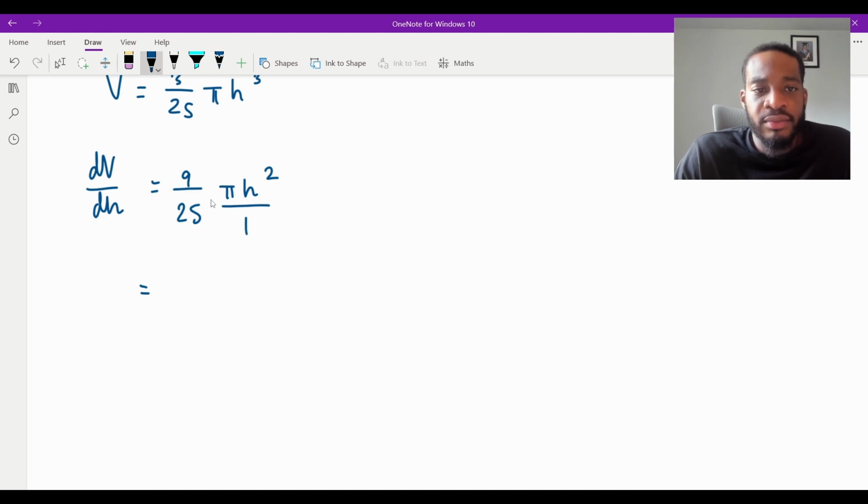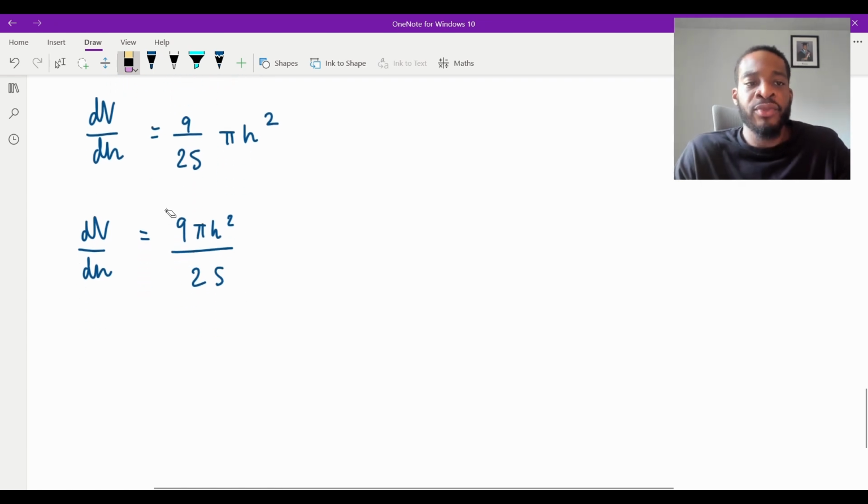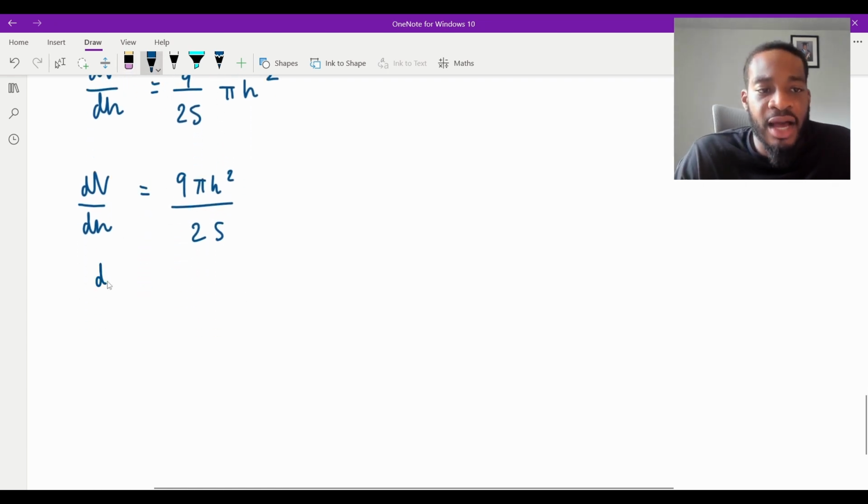If I put it over 1, like that, I can do that. That's just going to be 9 pi h squared all over 25, right? These are the same thing, dV/dh. So these two are the exact same thing. I've just written it in a nicer form. So now if I want dh/dV, I just take the reciprocal, I just flip it over. So it's going to be 25 over 9 pi h squared.